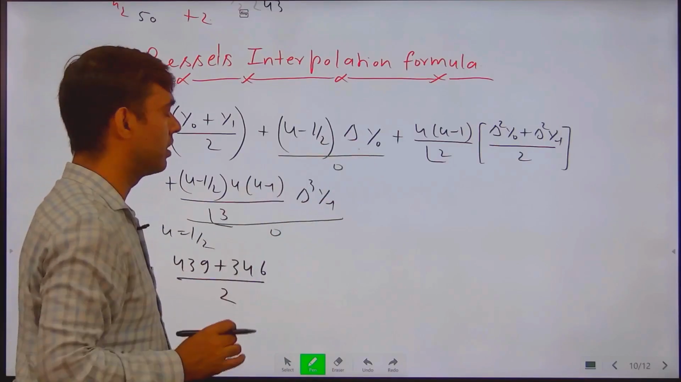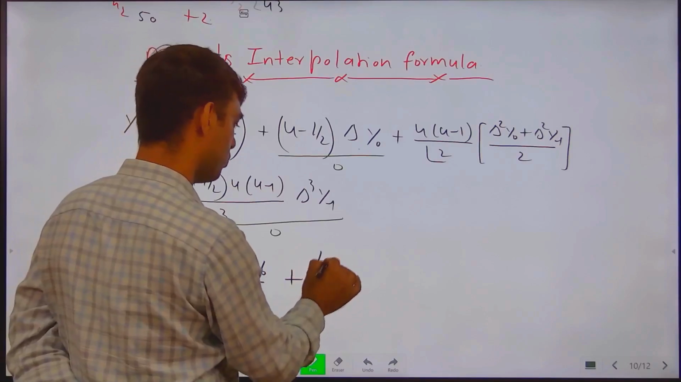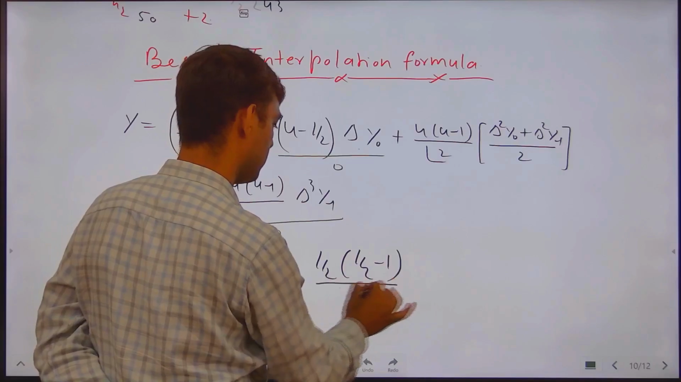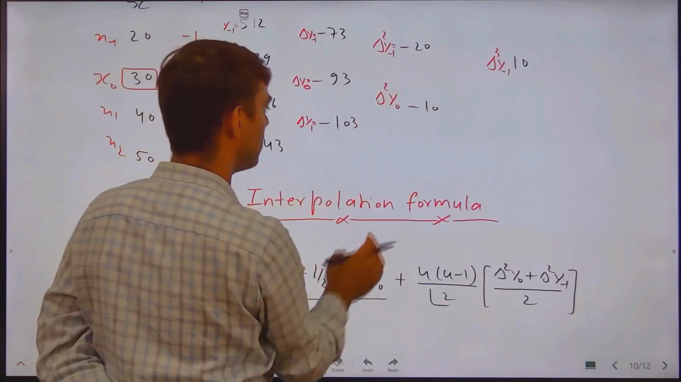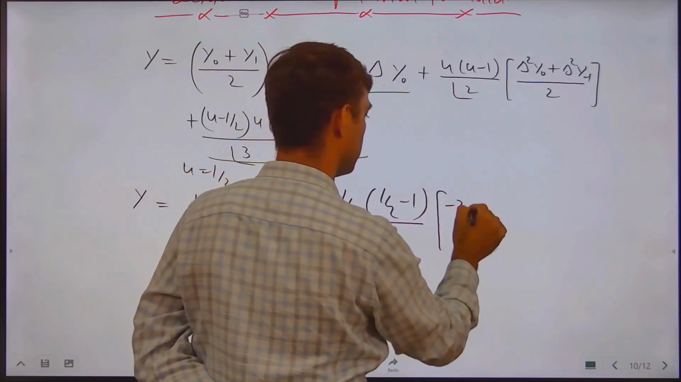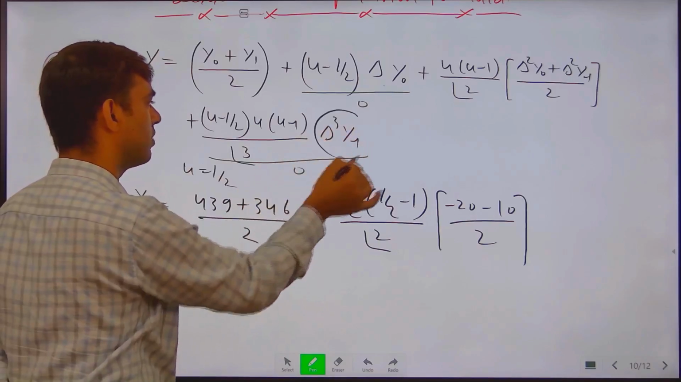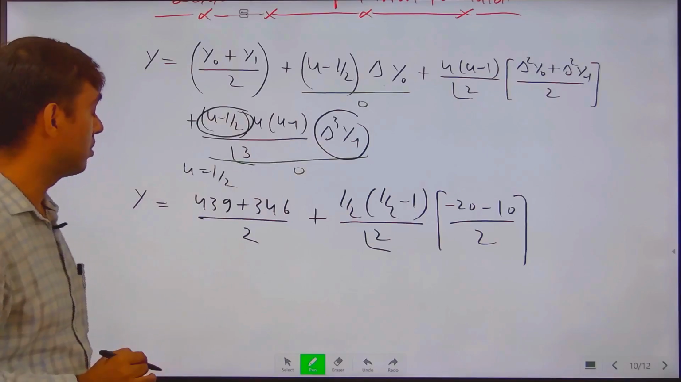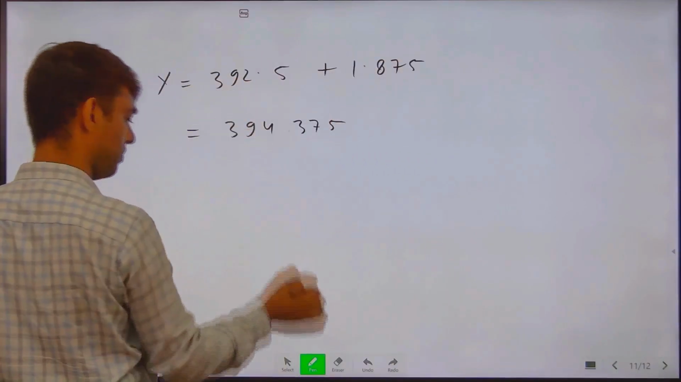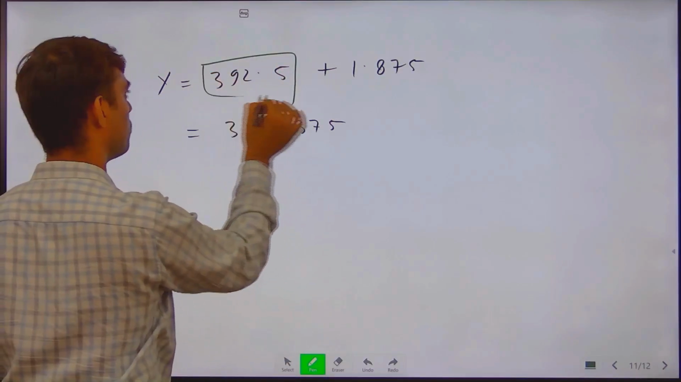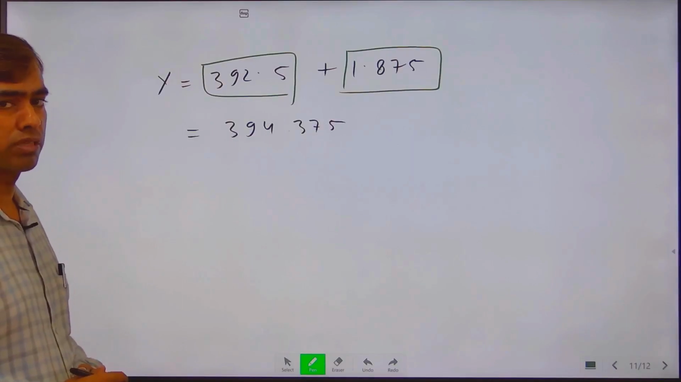There is no need to calculate the next term, because u minus 1 by 2 with u equal to 1 by 2 becomes 0. The next term: u is 1 by 2, so 1 by 2 minus 1 divided by factorial 2, del 2 y0 and del 2 y minus 1. What is del 2 y0? Minus 20 and minus 10. So here we write minus 20 minus 10 divided by 2, and there is no need to write the next term because it is an odd order difference. Here there is a multiple of u minus 1 by 2, so this term becomes 0. After simplification, the first term gives 392.5, and the third term gives 1.875, because the second and fourth terms become 0.